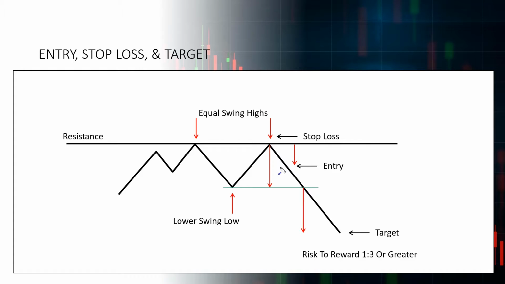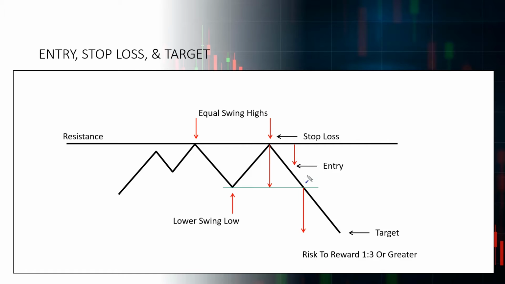And let's just talk about target before we get into stop loss and entry. The target: the height of the pattern, which is from the equal highs measured down to the swing low in the middle, the height of that projected underneath the swing low is the target for the pattern. Okay, so that does offer you the potential for a good risk to reward trade.